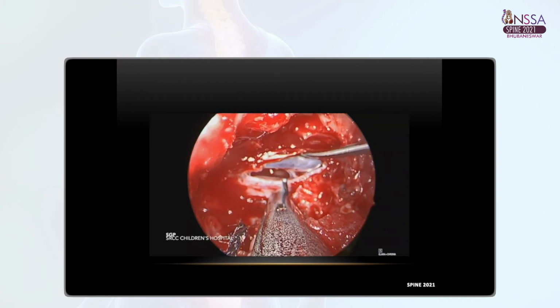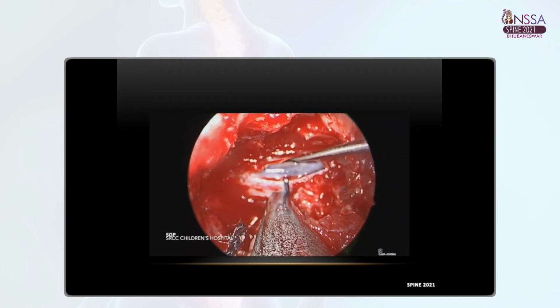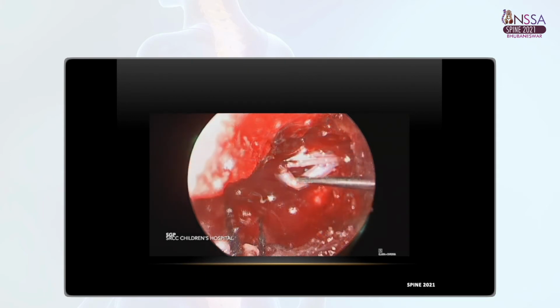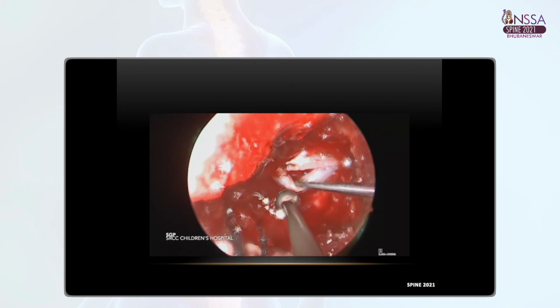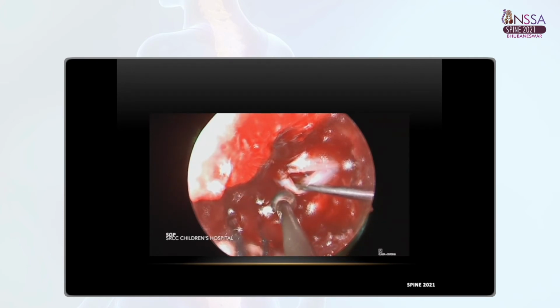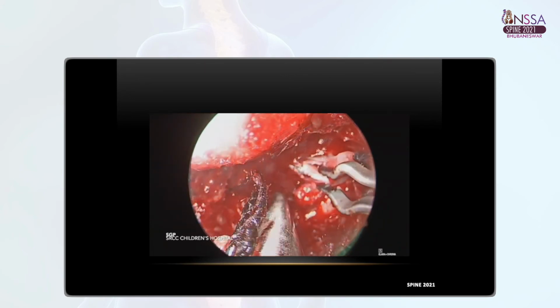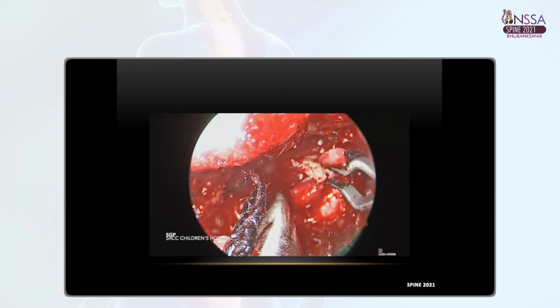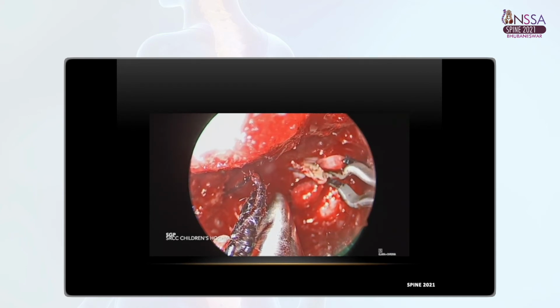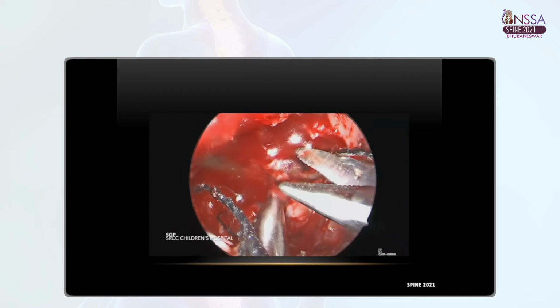With a standard Penfield number 4 dissector, we identify the filum. The classical vein can be seen over it. We hold it out in position and use a nerve stimulator to confirm that we are not holding any neural structure inside. Once the confirmation is done and there is no lower limb or sphincter stimulation, we use bipolar coagulation to coagulate the filum and the vein.